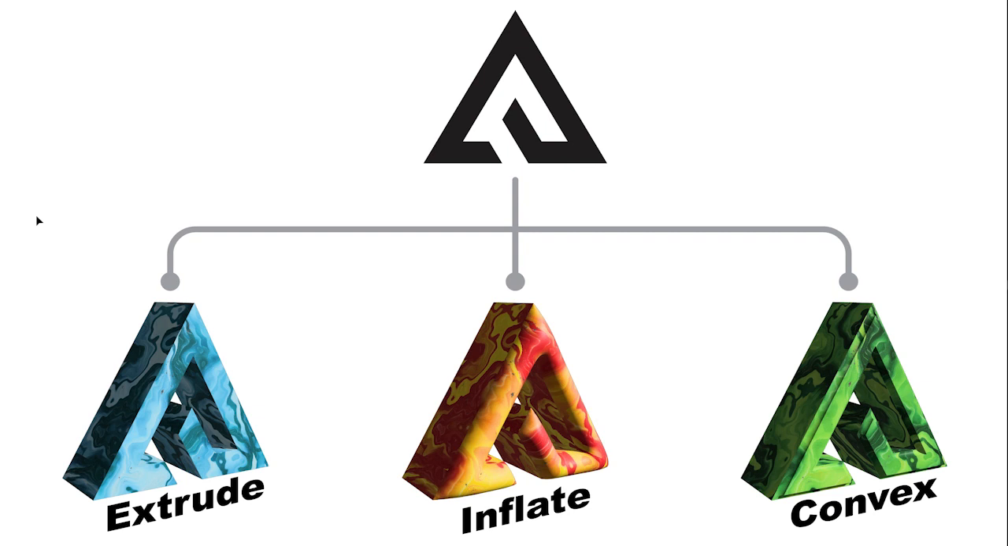Hello everyone. This is what we're going to create today. First, we're going to create the monogram style logo like this in Illustrator. It's pretty simple. And then we're going to apply 3D and extrude tools in Illustrator. So just a regular extrude, inflate, and the convex. So three different styles. And we're going to change the color.